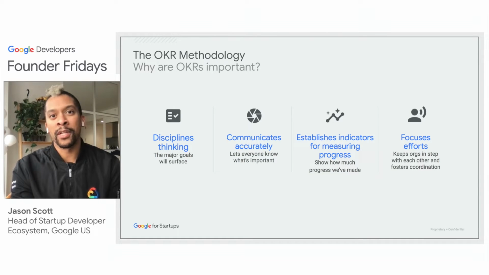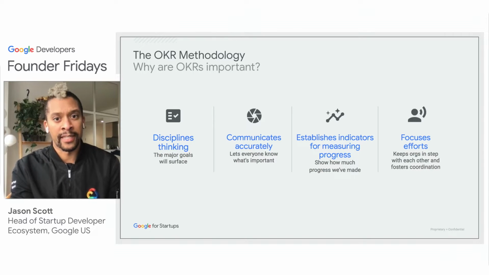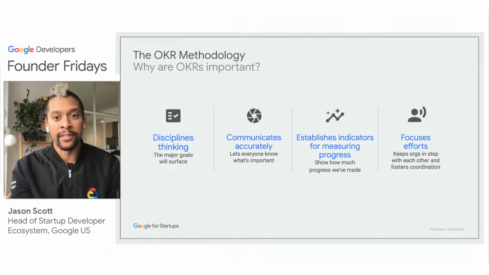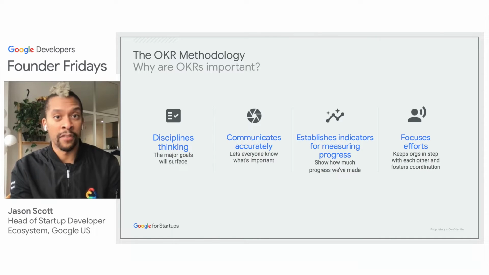And when you're setting the why of OKRs, think about the discipline of your thinking. So OKRs really are allowing for your team to have disciplined thinking around specific goals that they want to accomplish. It allows you to communicate accurately as a leader and really say, hey, these are the things that are important, and here's how we're going to measure the success in achieving those things. Similar to that, establish clear indicators for measuring progress. And so there's no ambiguity around how we're going to measure our success and did we achieve this objective.